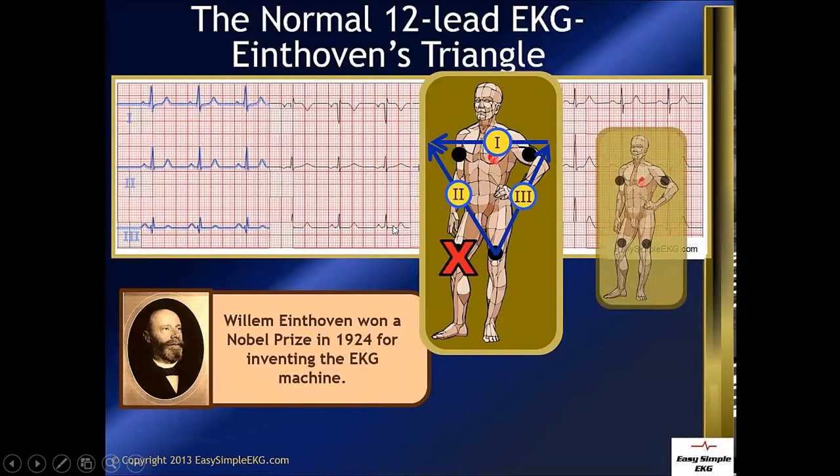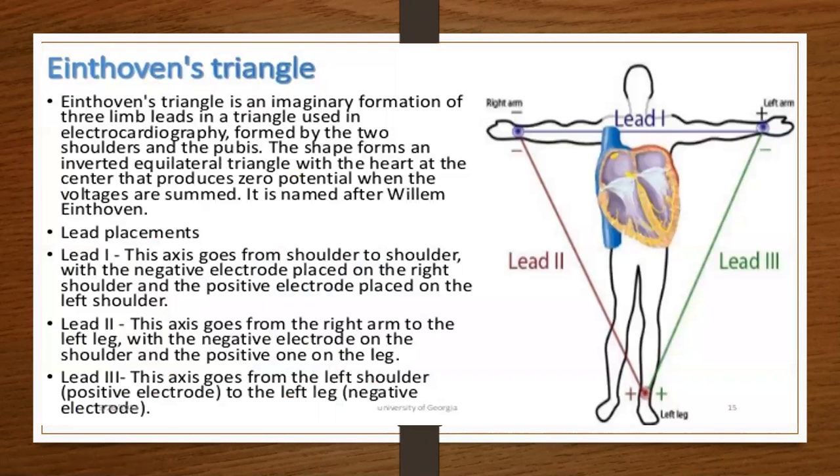The normal 12-lead EKG is named after Einthoven's triangle. Willem Einthoven won the Nobel Prize in 1924 for inventing the EKG machine. Einthoven's triangle is an imaginary formation of 3 limb leads in a triangle used in electrocardiography. As we see here, the shape forms an inverted equilateral triangle with the heart at the center that produces a zero potential when the voltage is summed.